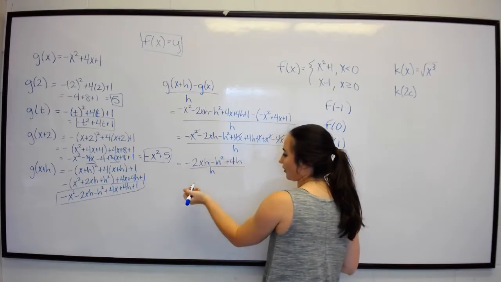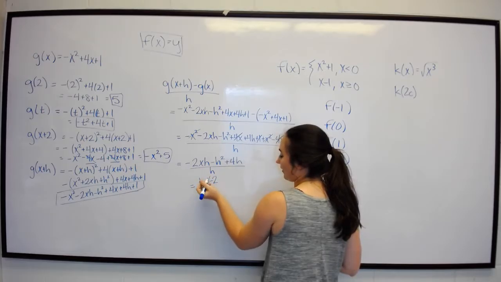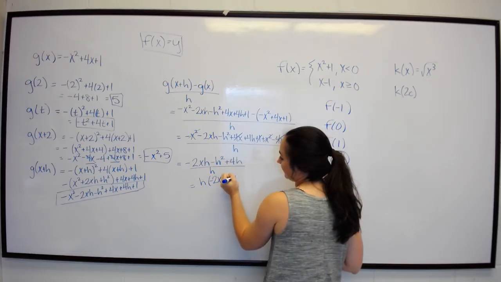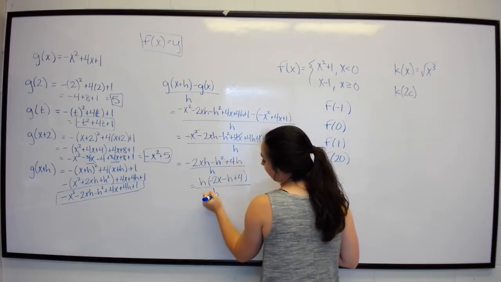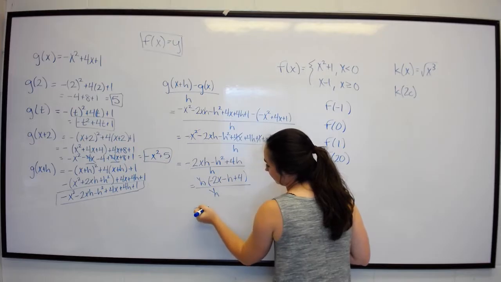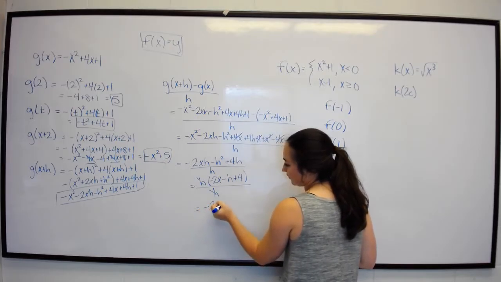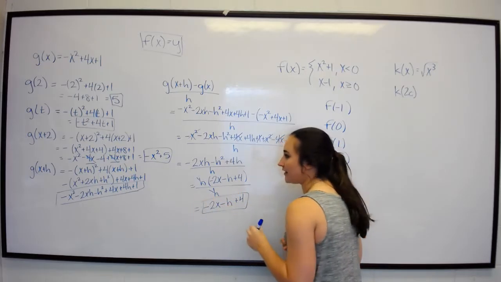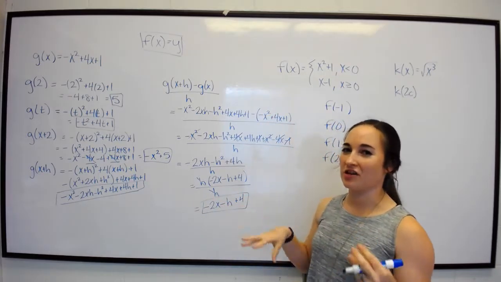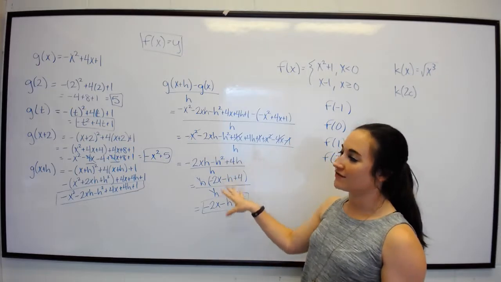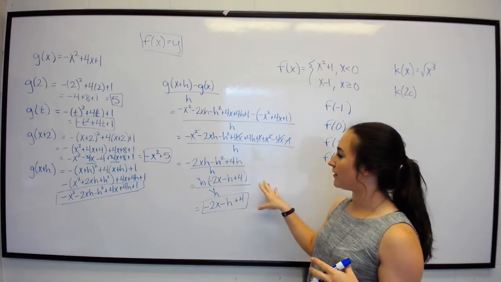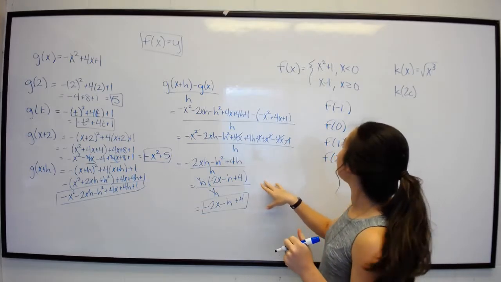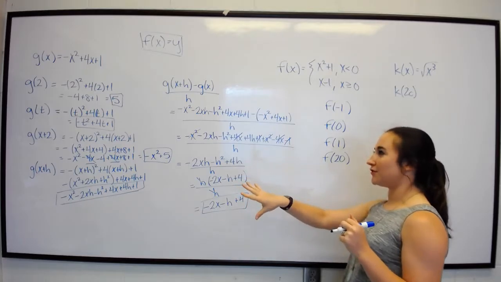If you notice, we have a common factor here, so I'm going to bring that out. I'm left with negative 2x minus h plus 4 all over h. And then we simplify, and our final answer would be negative 2x minus h plus 4. So that would be the difference quotient. It's a long problem. It's a long process, but it's very doable if you just stay organized and keep your steps in a neat fashion.